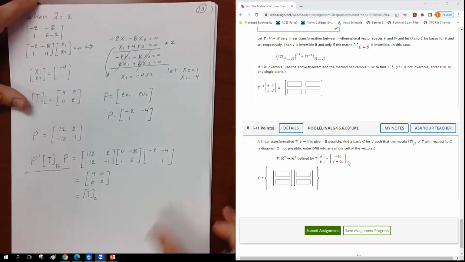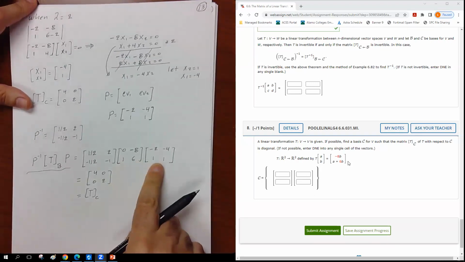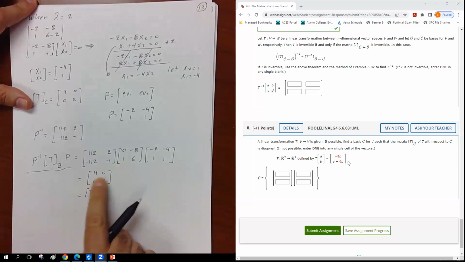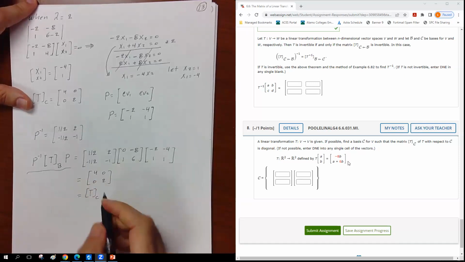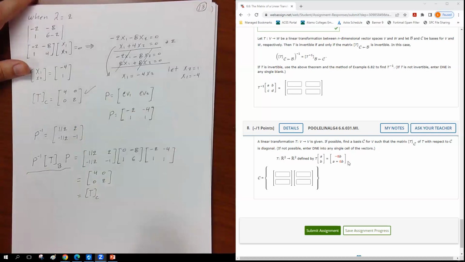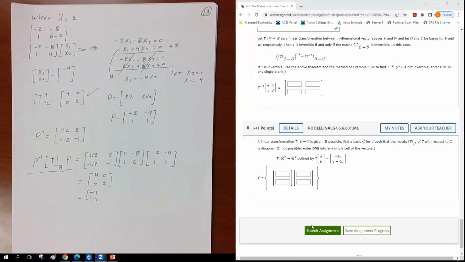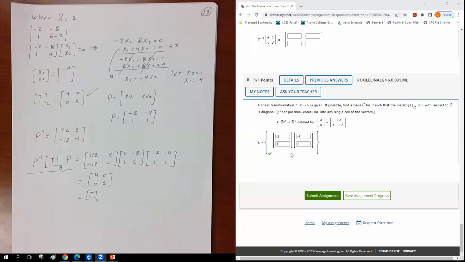Multiply by P, and we're going to get the matrix 4, 0, 0, 2, which is equal to the matrix T with respect to the base C. Check our solution. Be careful. When you plug in here, you're going to plug in the matrix P, which consists of the eigenvector from lambda 1 and the eigenvector from lambda 2. That means in this matrix, you're going to plug in this one here. That's it for section 6.6.